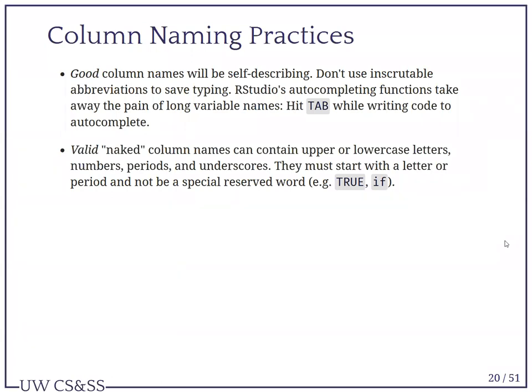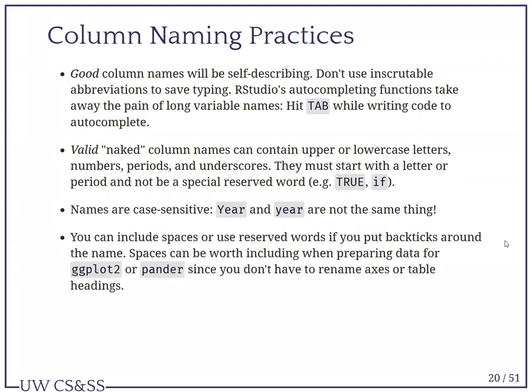Valid naked column names can contain upper or lowercase letters, numbers, periods, and underscores. They must start with a letter or period and may not be a special reserved word. So earlier we talked about how in is a special reserved word. TRUE is a special reserved word. If, for, else, while. Names are also case sensitive. So year with a capital Y and year with a lowercase y are not the same thing.